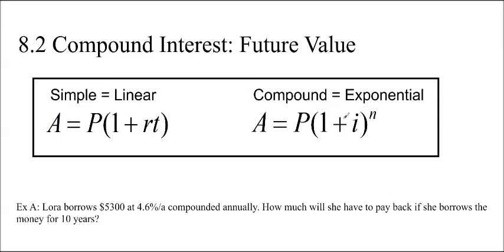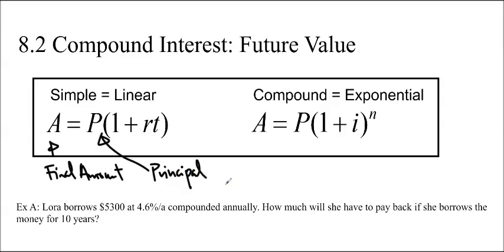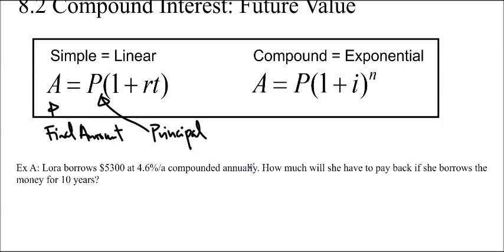But if we're compounding, then we have to use this formula, A equals P times 1 plus I to the n. A, in this case, is the final amount for both of these. And P is the principal, that's the original amount that you would be investing or loaning. So let's just jump into some examples.